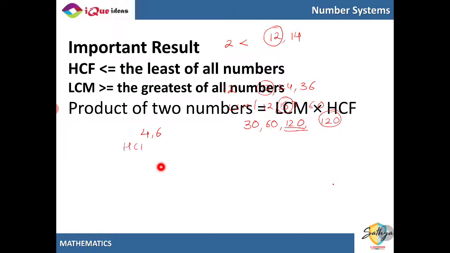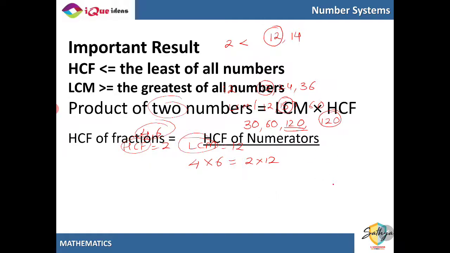Now, let us take two numbers, 4 and 6. The HCF of 4 and 6 is 2, and the LCM of 4 and 6 is 12. Also, 4 multiplied by 6 is equal to 2 multiplied by 12. So the product of any two numbers is equal to the product of their HCF and their LCM.